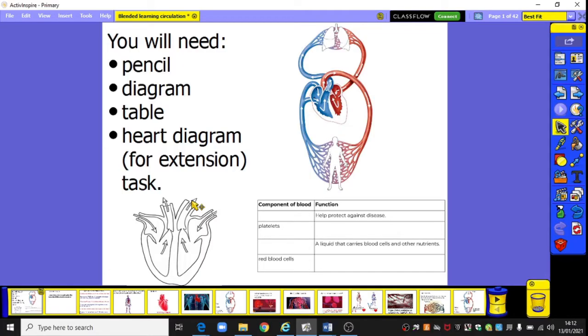Hello Year 6, this is Mrs Pratt with your science lesson for this week. And this week we're going to be learning all about the circulation system.